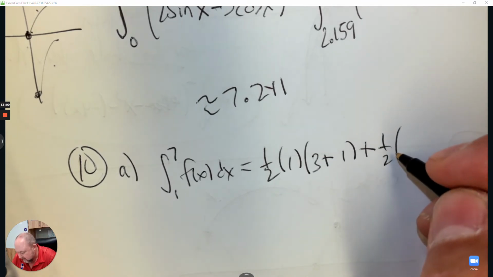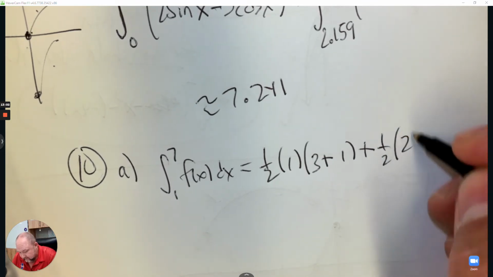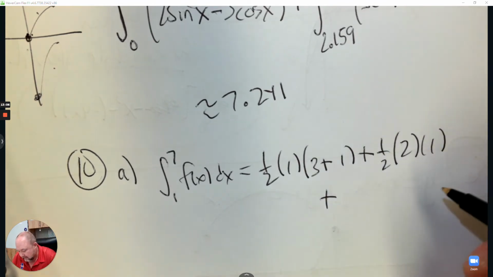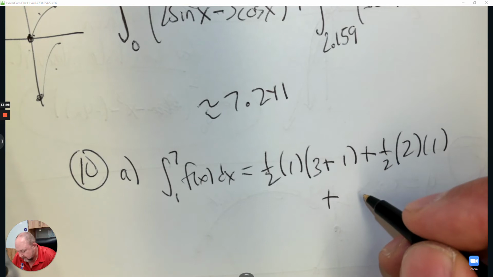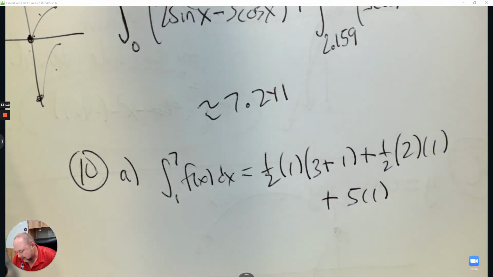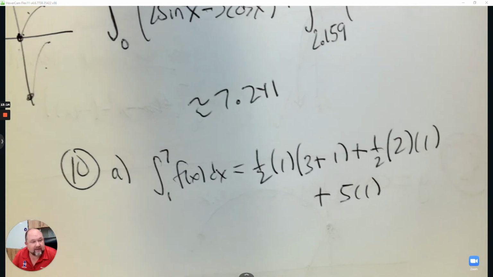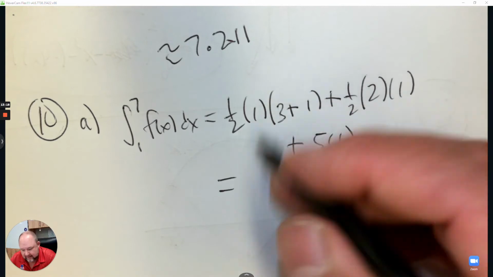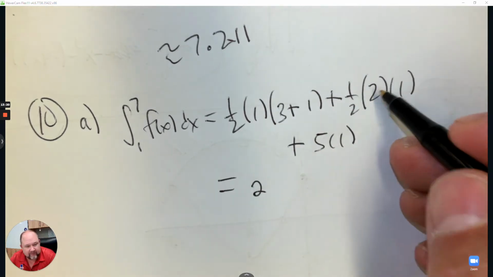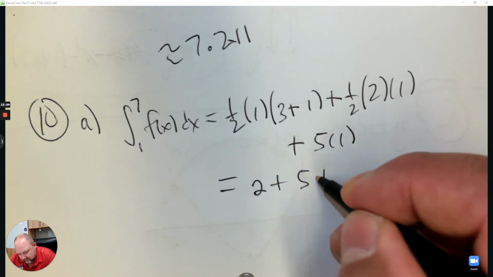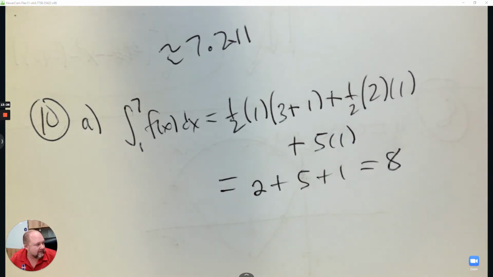The triangle, half. The base of it is 2. And the height is 1. And then one more, the rectangle, so length times width, so 2 to 7. So it's 5 times 1 is the height. If I needed to, 3 plus 1 is 4, and half of 4 is 2. Half of 2 is 1. Oops, there's a 1 in there. And then if I add it up, I get the answer 8.